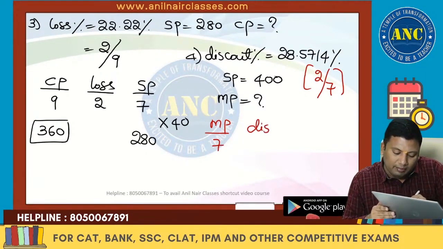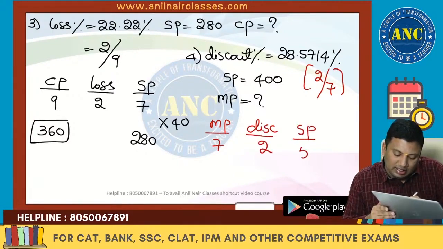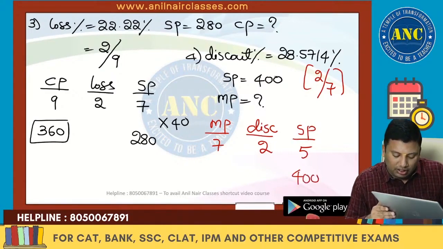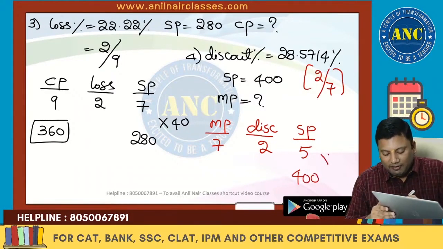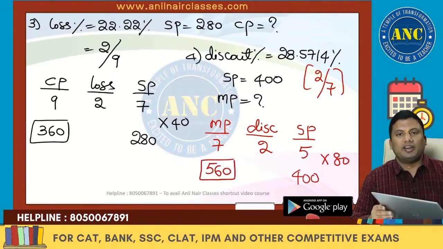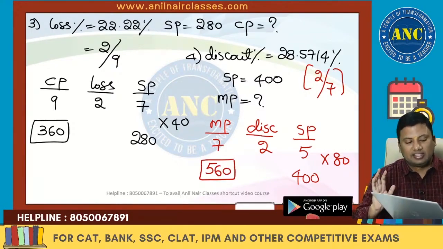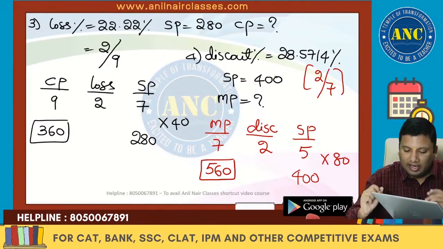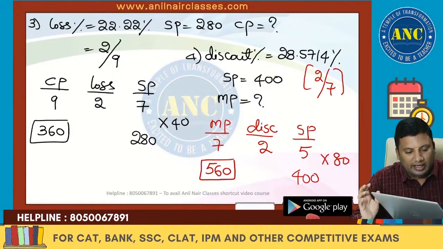My friend came, so I gave a discount of 2 rupees. Selling price is nothing but 7 minus 2, 5. But according to the question, it is 400. 5 into 80 is 400. 7 into 80 is 560. I hope the idea is clear. Kindly let me know if the idea is clear. These were the first 4 foundation problems based upon this concept.